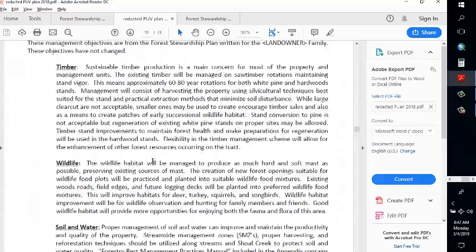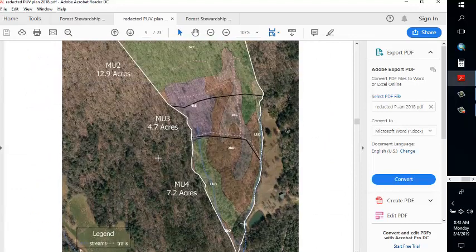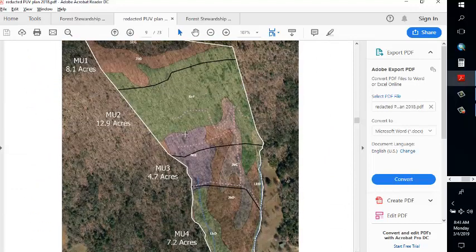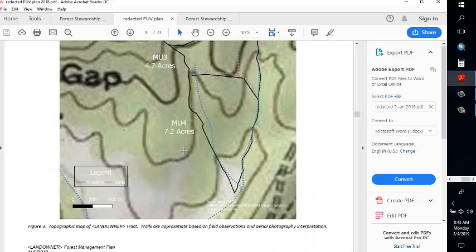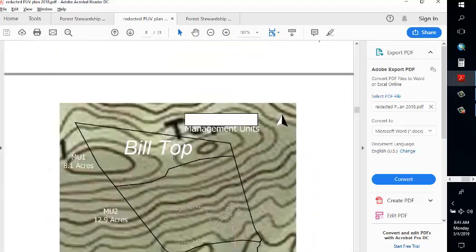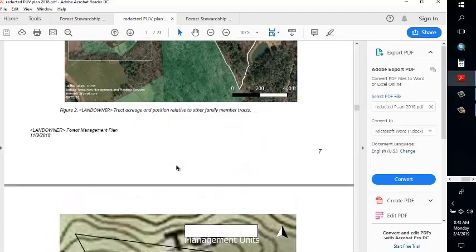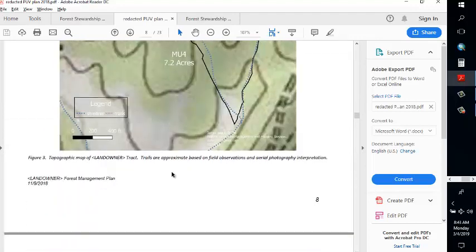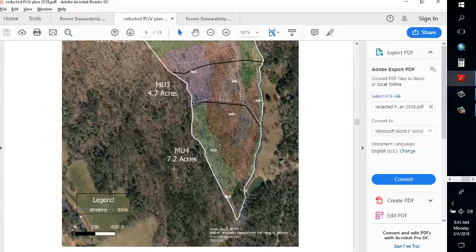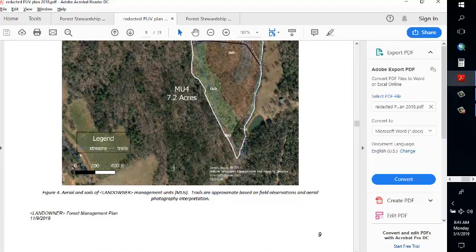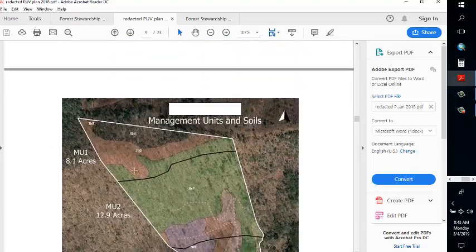I guess management units. I just kind of lumped management units on there as well. Yeah, so I got the three management units and the soils. So that alleviates the need for having to do a separate aerial with stands. Okay, I prefer you to put all three. Yours have the aerial with the stands and all that good stuff.